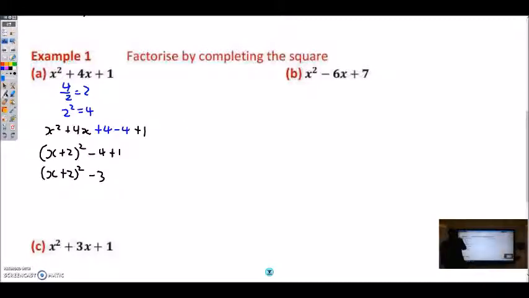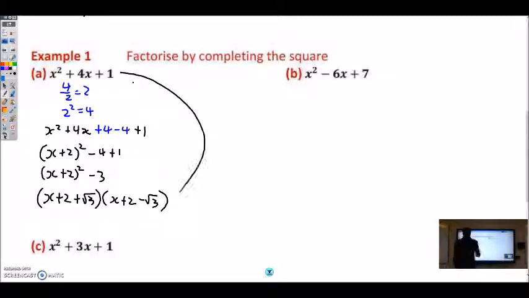So the square root of x plus 2 squared is just x plus 2. And the square root of 3 is root 3. So we're going to have x plus 2 plus root 3, x plus 2 minus root 3. Please check the description for the steps to go from here to here.